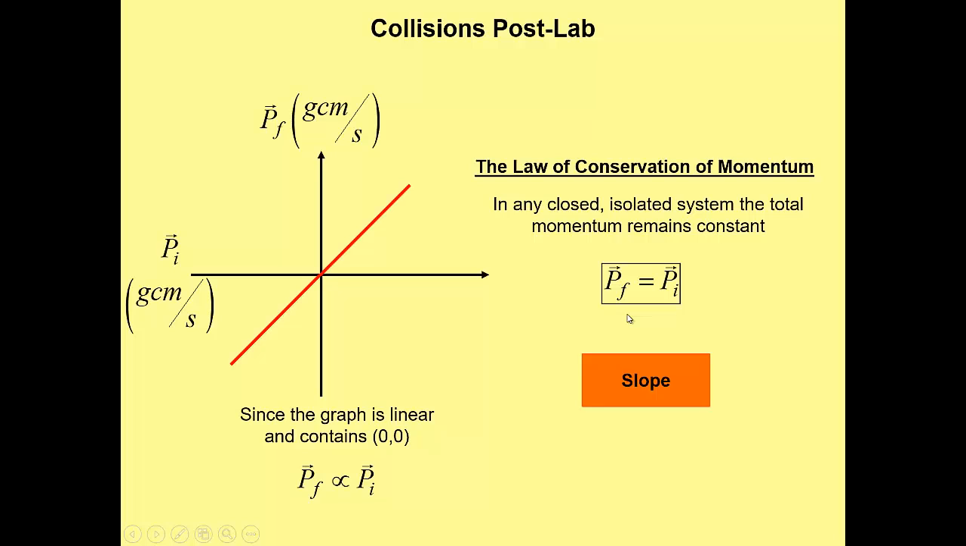Little fancier language, it says in any closed, isolated system, the total momentum remains constant. Now, be careful. We have to have a closed, isolated system. What does that mean? Well, closed just means that the total mass doesn't change. So if we have a collision, we don't have a piece fly off that we don't keep track of. Oh, things can break up into pieces, but we have to keep track of all of the pieces.